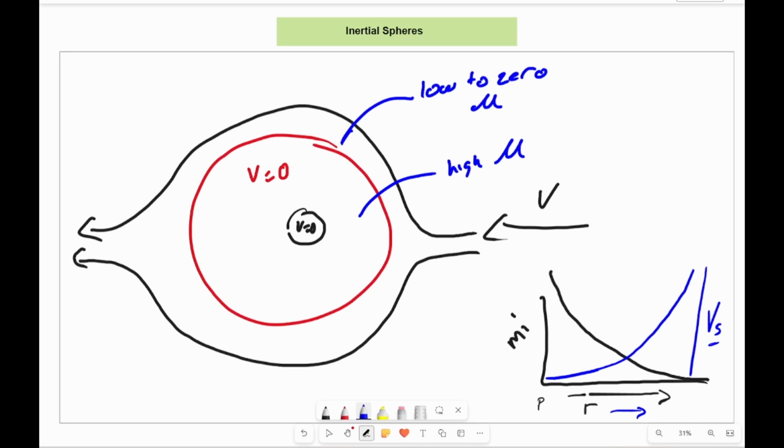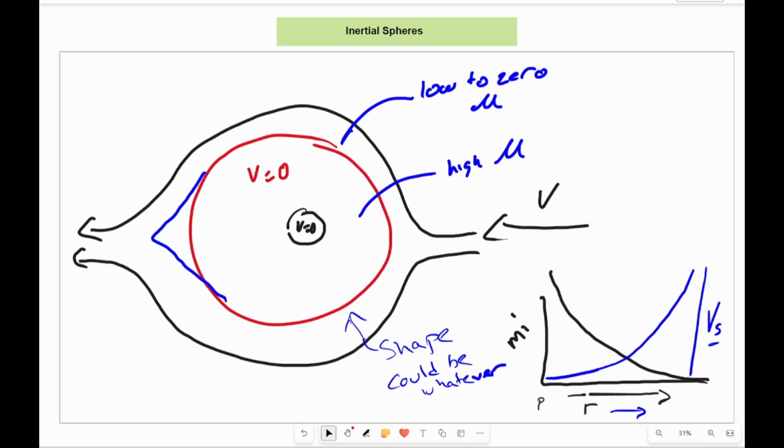One other thing here is that I just drew a sphere, but this shape could look more like a teardrop. Who knows what this shape would be, but it would be perfectly shaped such that this slip condition is met for the entirety of this inertial sphere, or the boundary surface of the sphere.